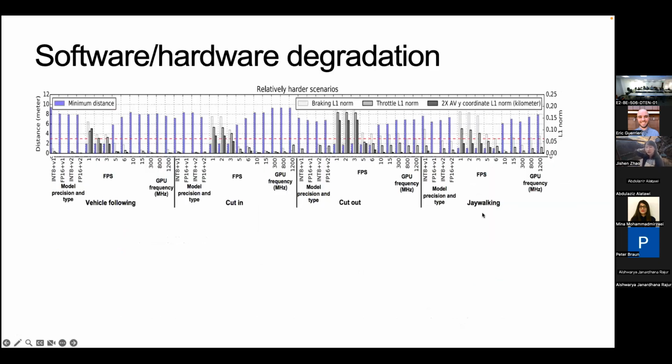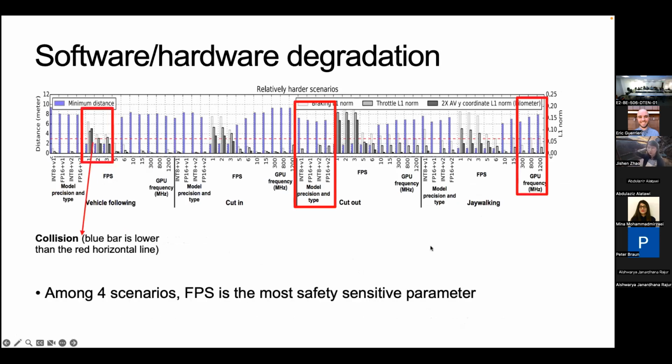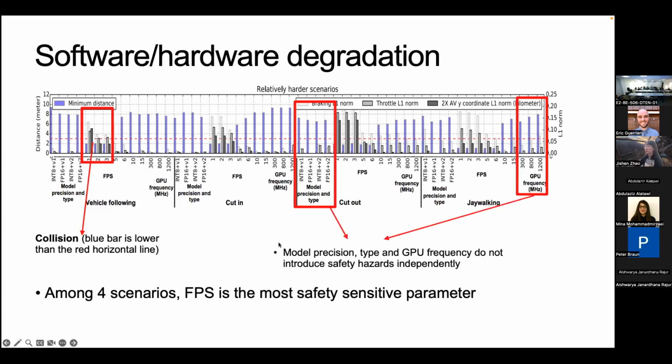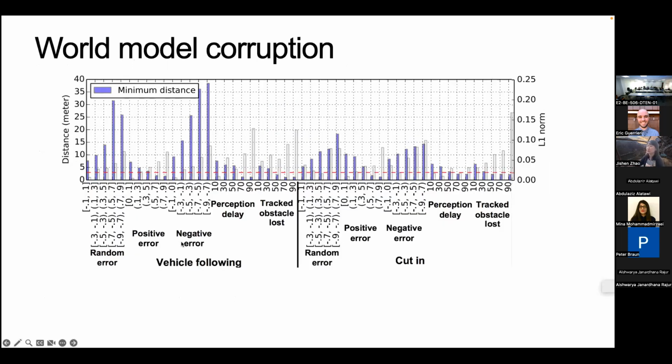So now comes our analysis results. Due to time, I'm not going to get into all of the numbers, but first, we found that among all of the 4 scenario categories, the camera performance is the most safety-sensitive parameter. If we change the camera FPS just a little bit, we can impact the safety a lot, while the others will not lead to too much safety hazard. If, say, we degrade the model precision or the GPU frequency, that will not impact the safety as much as camera quality.